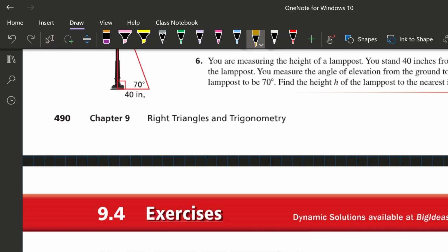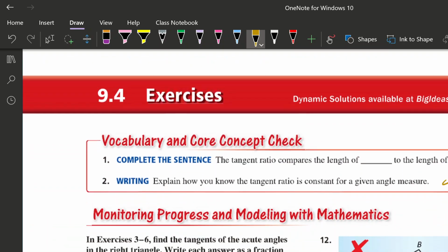Explain how you know the tangent ratio is constant for a given angle measure. Well, if you have a given angle measure in a right triangle, that gives you an AA similarity proof right away. You've got that angle, you've got the right angle, they're similar. Since you have the similarity in the triangles, now the corresponding side lengths are going to be proportional and that ratio is going to be the same, or constant.